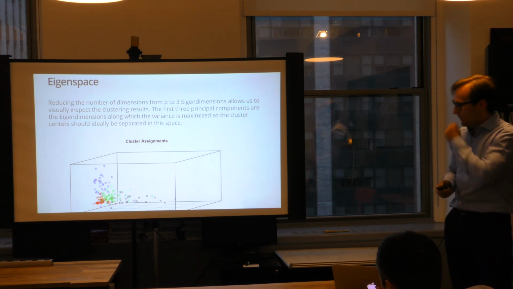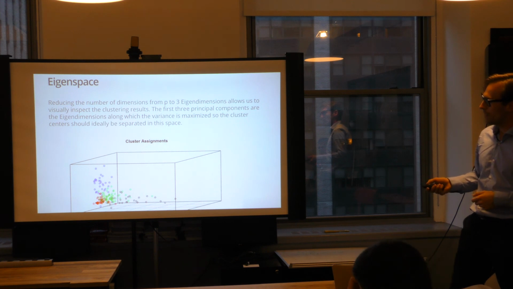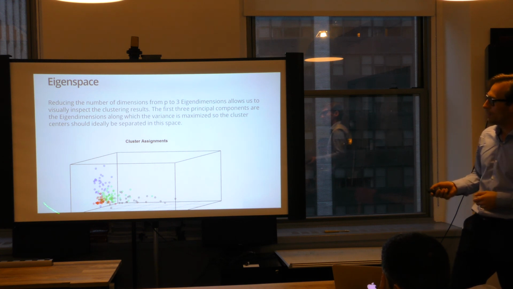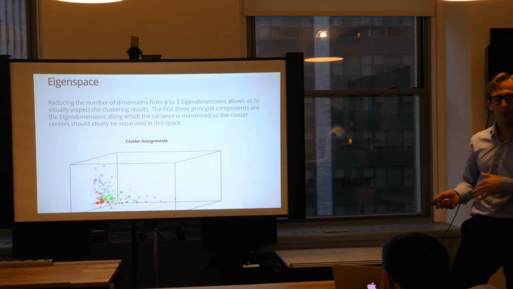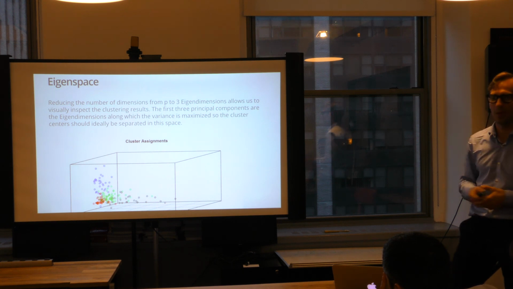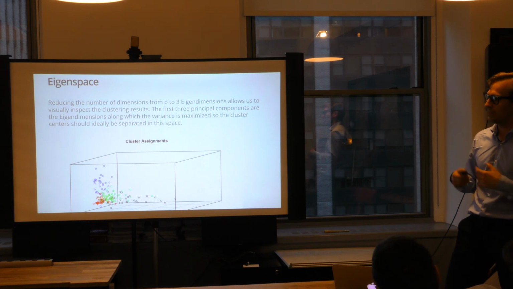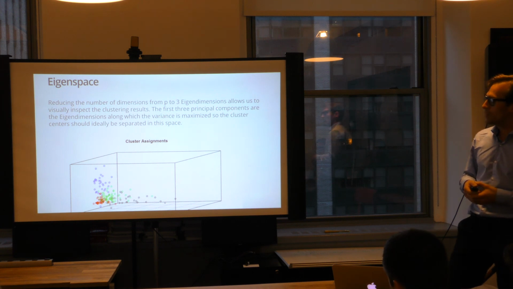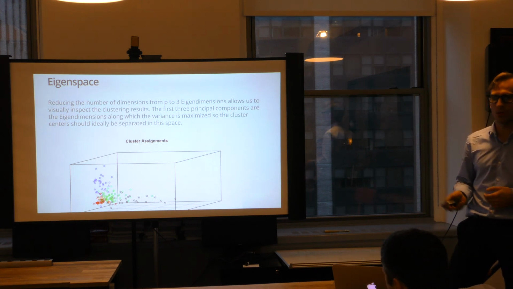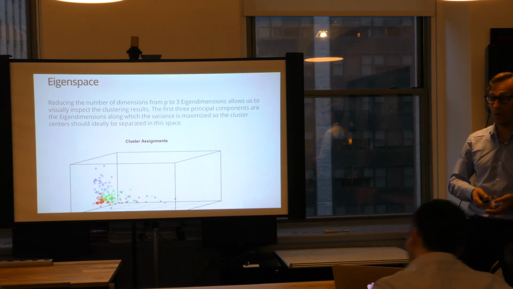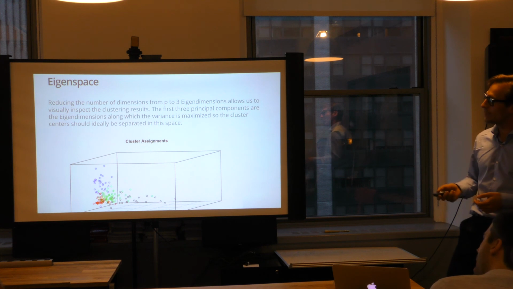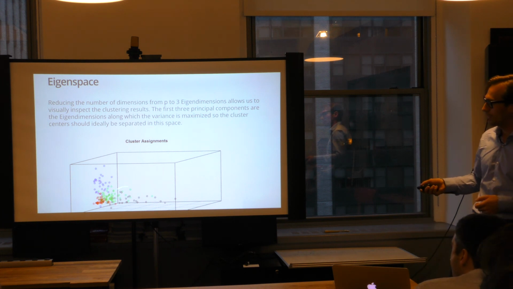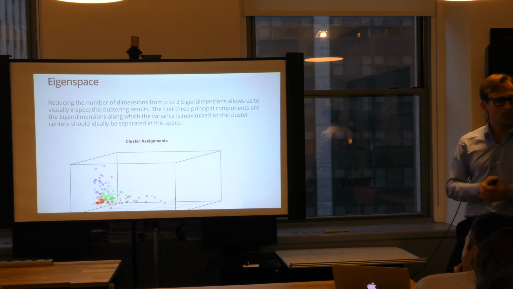So here what I've done is I took the first 3 principal components and then I mapped the cluster assignments to those zip codes, or those neighborhoods, in eigenspace, right? This is a great way to visually inspect if your clustering is good, because as many of you know, when you do a principal component analysis, the first component explains the most variance, then the second, then the third. And so if you don't get some sort of separation in the first 3 dimensions, then probably it didn't work, right?